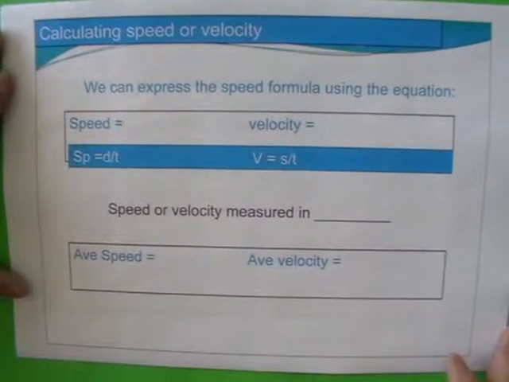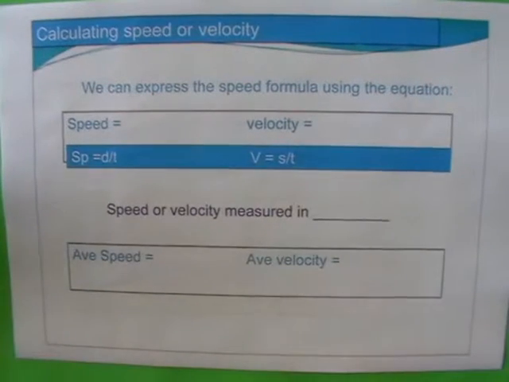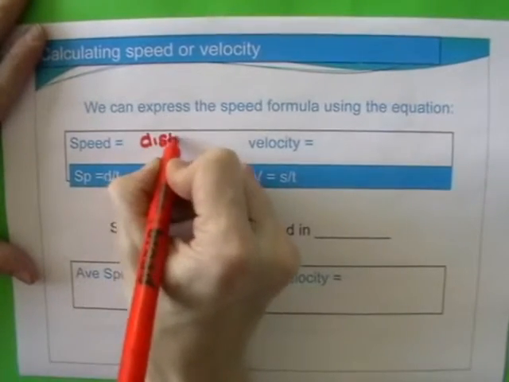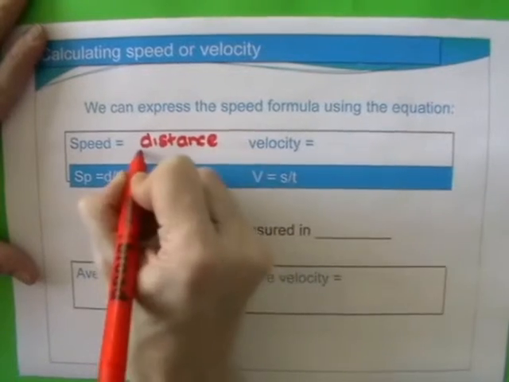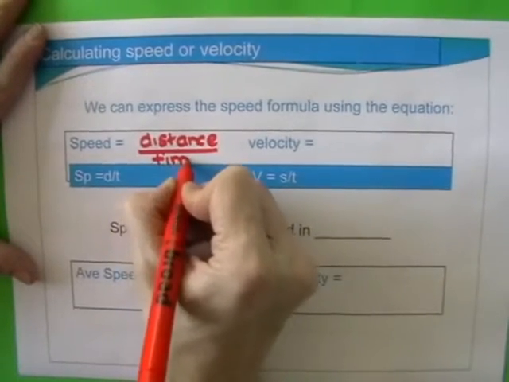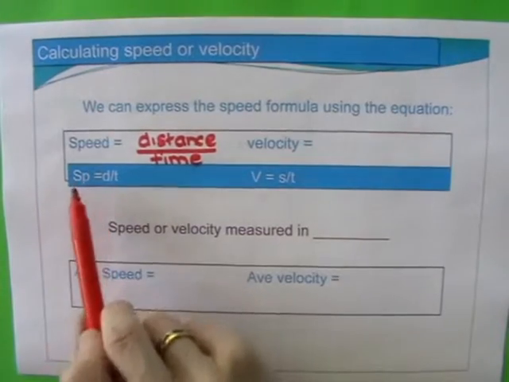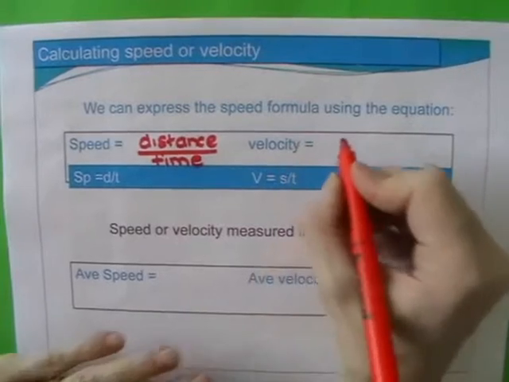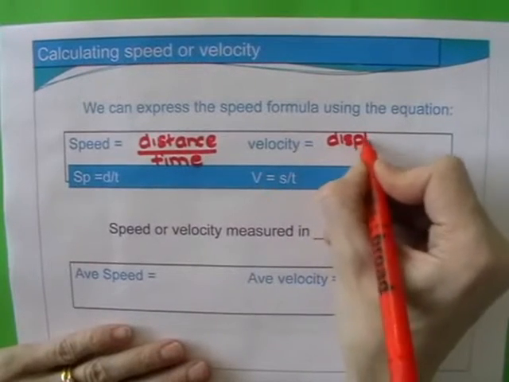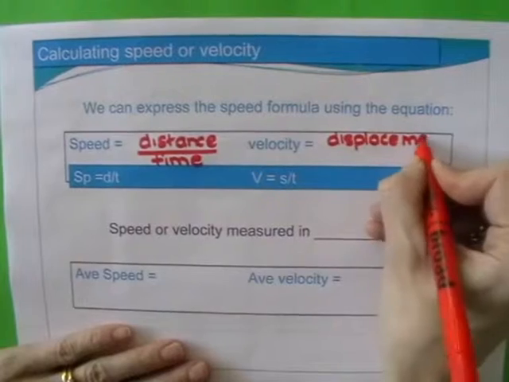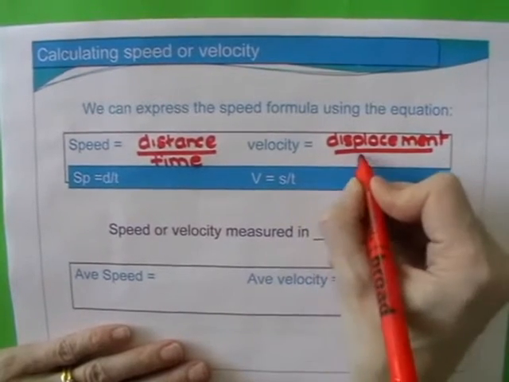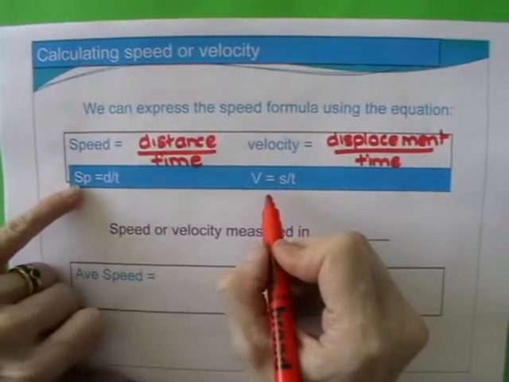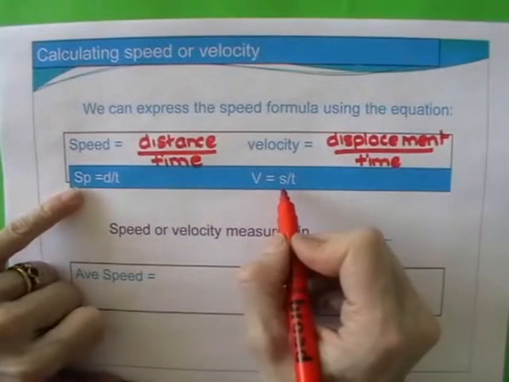Right, calculation for speed or velocity. So speed is distance over time. Now, I've written down SP equals d over t, and the reason I've written SP is that velocity is actually displacement over time, and the symbol that's used for displacement is an S. And so that's why I've written SP here, but just S here. V is equal to S over t.